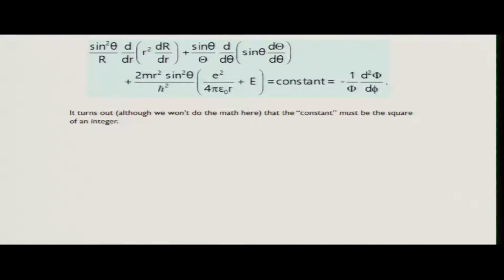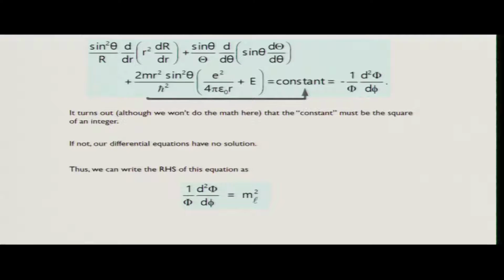It turns out that although we do not want to do the detailed math here, the constant has to be a square of an integer. So, this particular constant that we are talking about has to be a square of an integer, and once we do that, then these equations would have solutions, otherwise there are no solutions. Now, this hunch we get from the fact that our left hand side is already well defined and well known. So, we can write our right hand side equation of this.